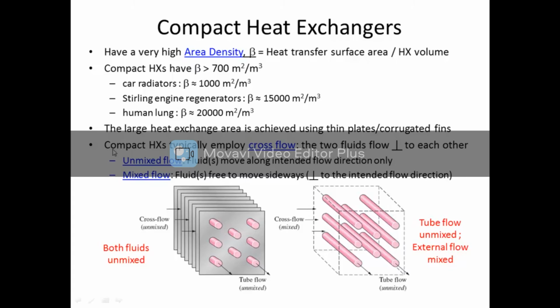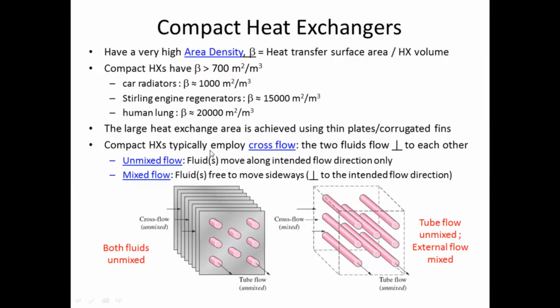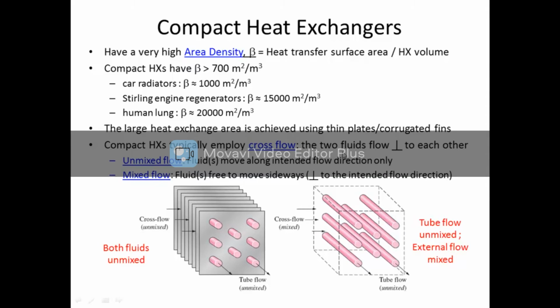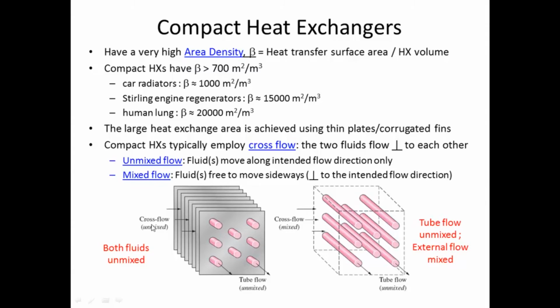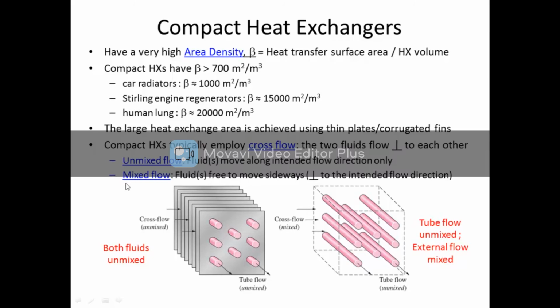Another characteristic feature of a compact heat exchanger is that it employs what we call cross flow. Unlike parallel flow or counter flow, where both the fluids flow along a common axis, in cross flow the two fluids flow perpendicular to each other. Some examples can be seen here. We have a tube fluid flowing along the tubes and the external flow across the tubes in both the cases here. But there are two classifications possible here, which are unmixed flow and mixed flow.